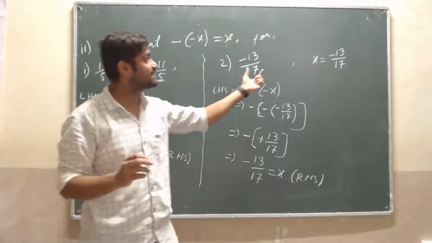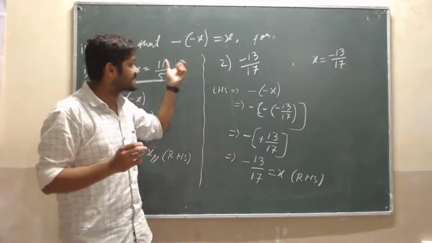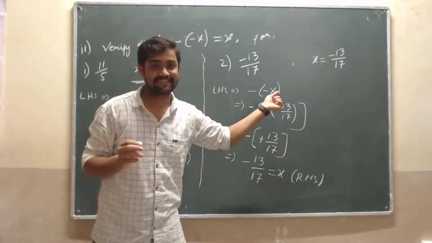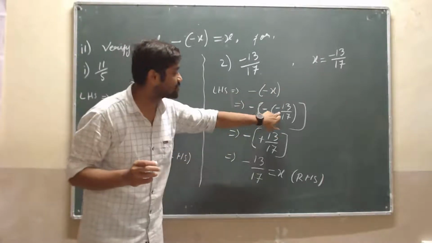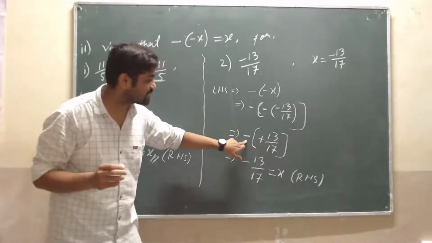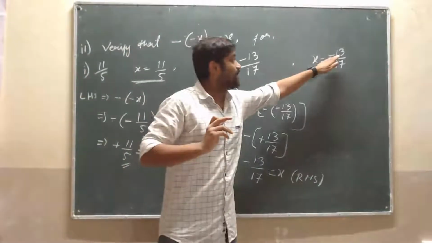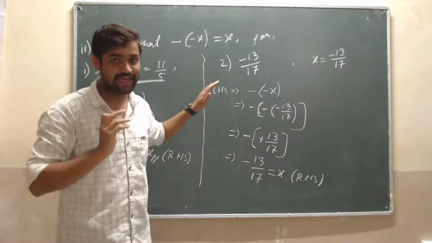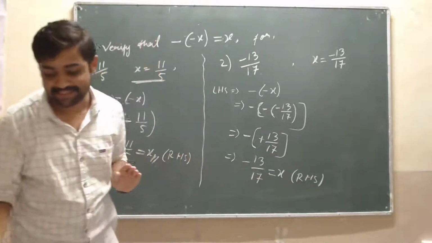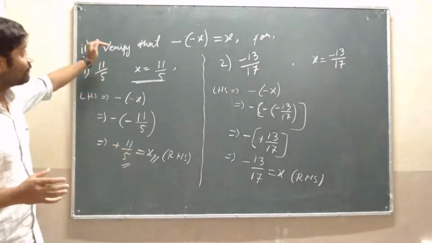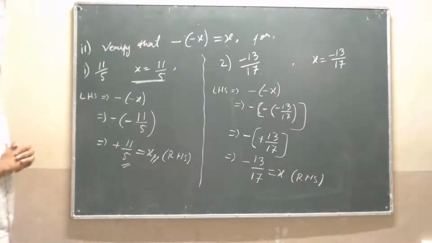First part we have to do, that is first take x is equal to what the question has given. Then take LHS, that is we have minus of minus x. Then substitute the value of x here. Then we get minus into minus, that is plus. Then the next step we have minus into plus, we have minus 13 by 17. But we know that minus 13 by 17 is equal to x. Then LHS is equal to RHS. Then we can say that we have verified that minus of minus x is equal to x. Yes, take a screenshot.